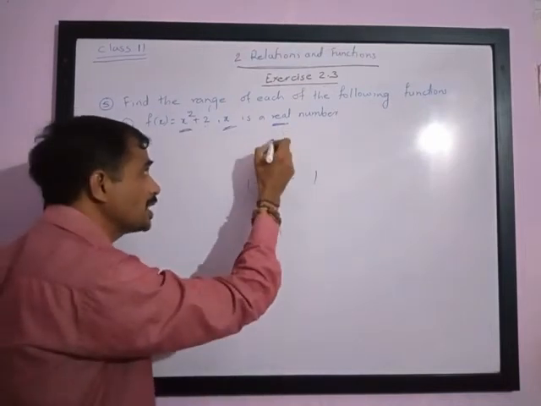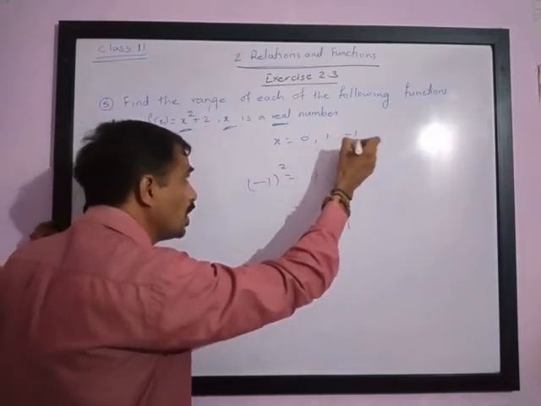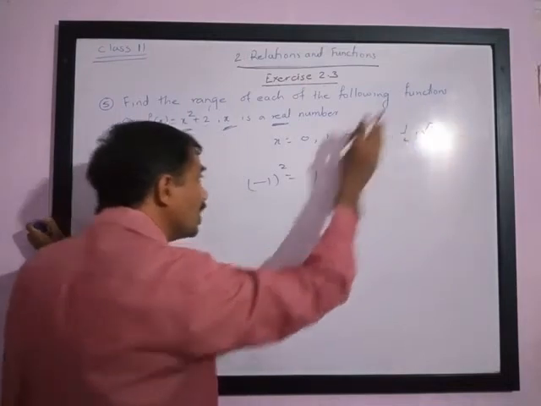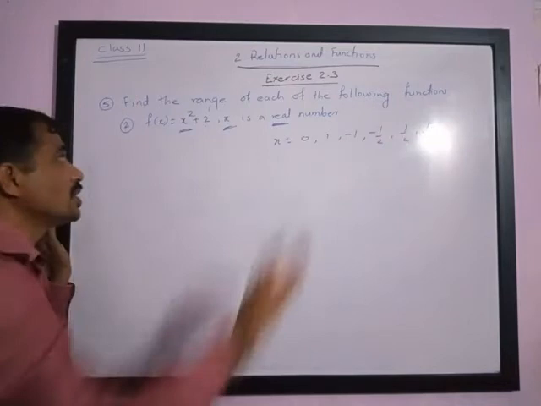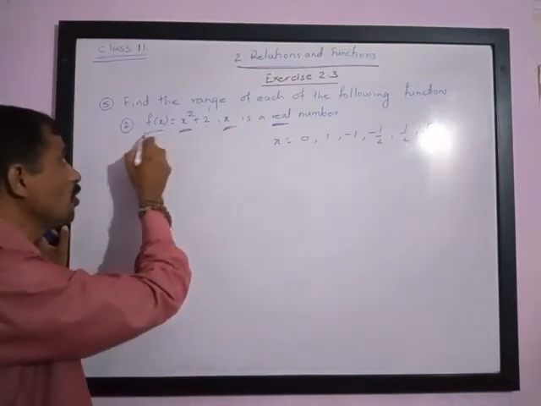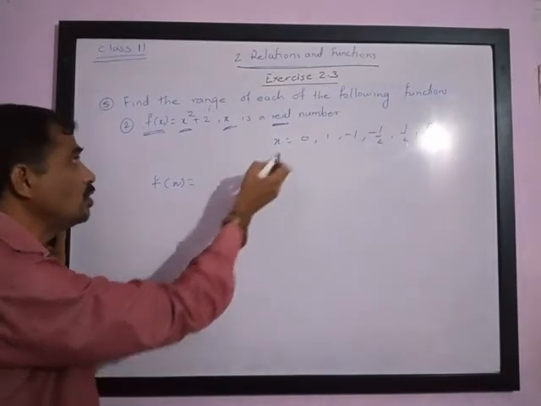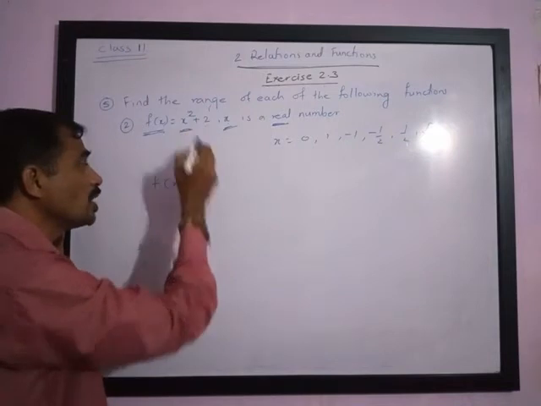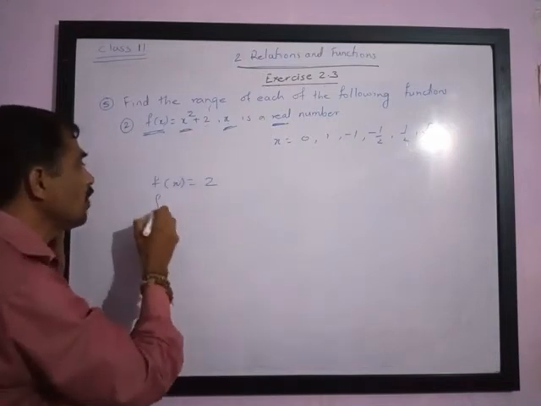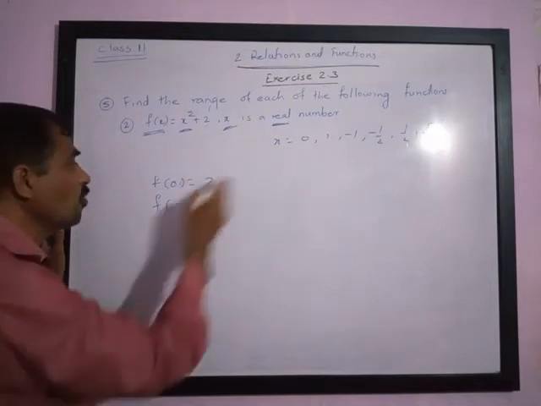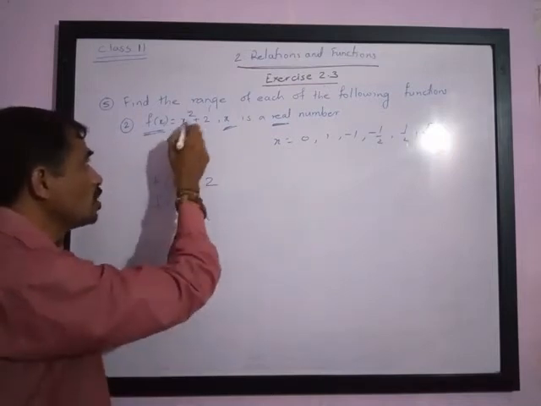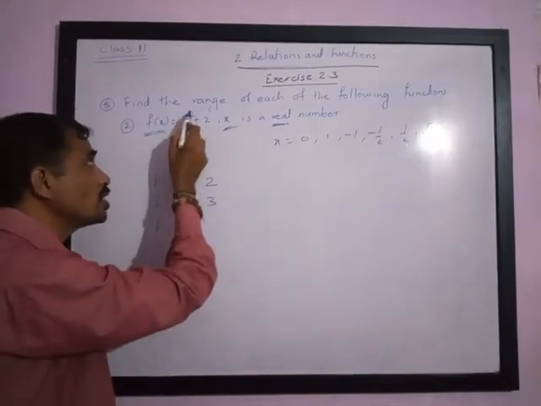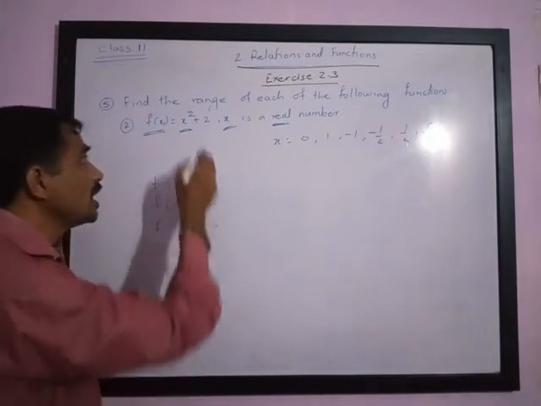X is a real number, which means x can be 0, 1, negative 1, it can be a negative fraction, a positive fraction, root 2, an irrational number as well. It can have any and many such values. Now try to understand. If you put x is equal to 0, you will get f of x is equal to 2. 0 square is 0, plus 2 is 2. F of 1 will be 1 square plus 2, which is 3. F of negative 1 will be negative 1 square, which is again positive 1, plus 2. You will see that it is 3.